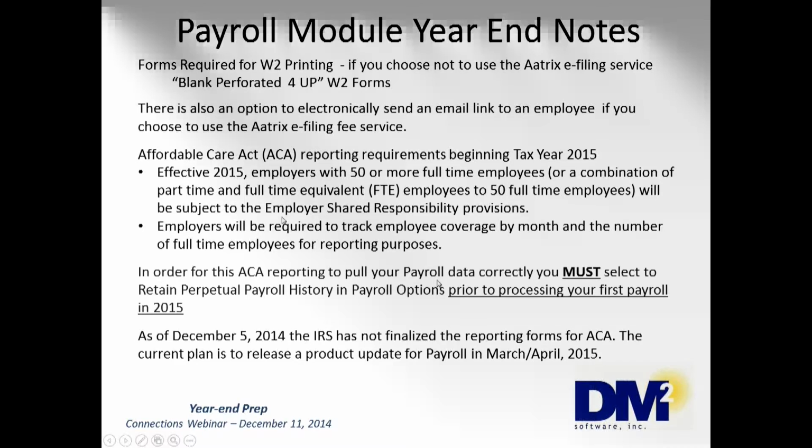Again, we don't know what that form's going to look like yet. SAGE doesn't. The IRS says that they've not finalized it. They're thinking that they're going to have it finalized by the first or second week in January. So SAGE has committed to releasing a product update for payroll in March or April, which is going to give payroll the necessary fields and everything else. But for now, what you need to do is just make sure that the retained perpetual history is turned on before you process your first payroll.